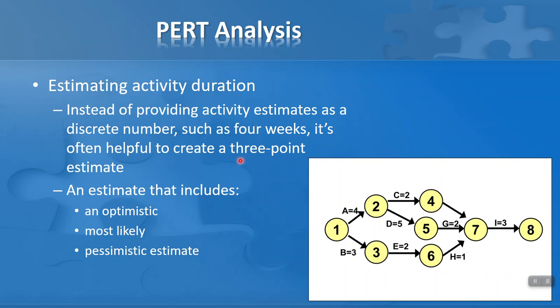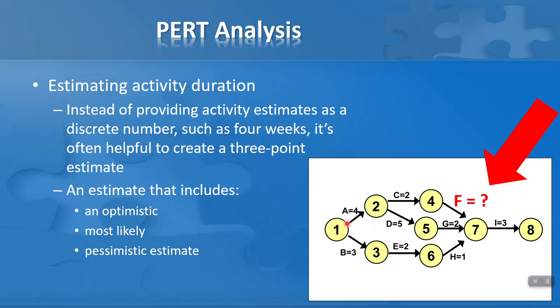So instead of providing activity estimates as a discrete number, for example 4 weeks, it's often helpful to create a 3-point estimate, and this really comes into its own when there's disagreement over how long an activity is going to take. So you've asked 3 different people to come up with an estimate of an activity, and one gives you an optimistic time, another gives you a most likely time, and a third person gives you a pessimistic estimate. So 3 different estimates. You can only put one in the diagram. Which one do you put down?